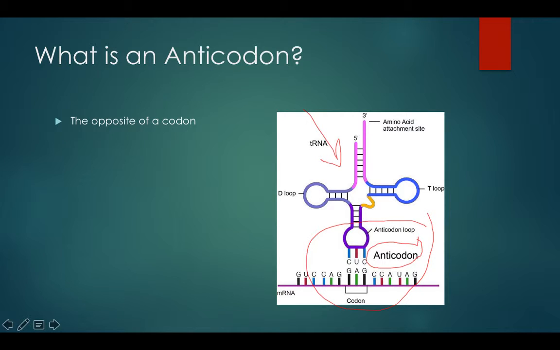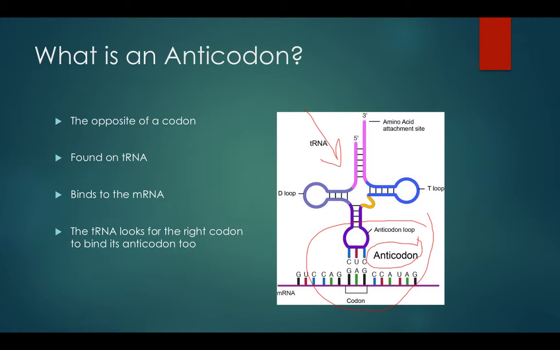So basically, anticodon, opposite of a codon. It's found on tRNA. It's going to bind to the mRNA, and basically, the tRNA is going to look for the right codon to bind its anticodon to. And that's going to be kind of like the way the tRNA knows which amino acid to bring to the ribosome.